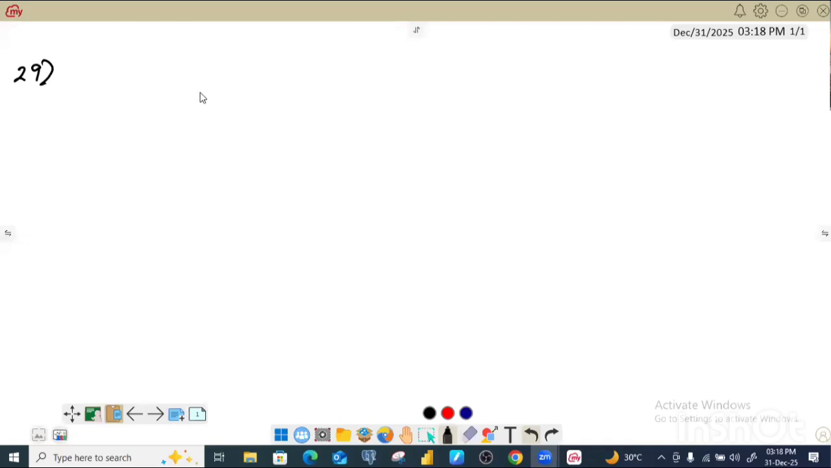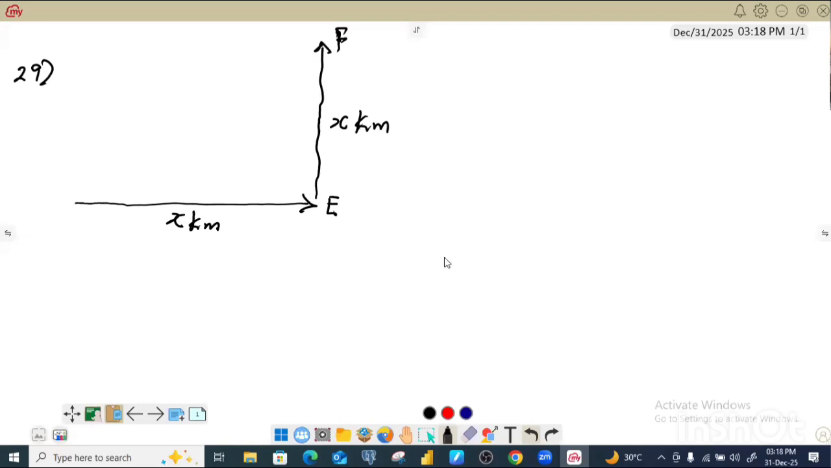Number 29 says a ship sails S kilometers due east. So let's just use a diagram to represent that. S kilometers due east to point E, and continue S kilometers due north to point F. This is S kilometers. And we have to find the bearing of F from the starting point.